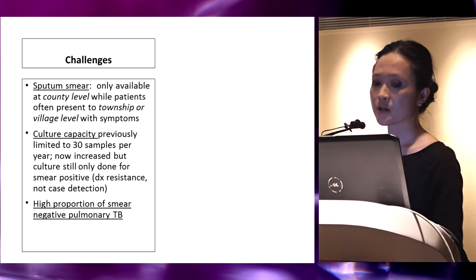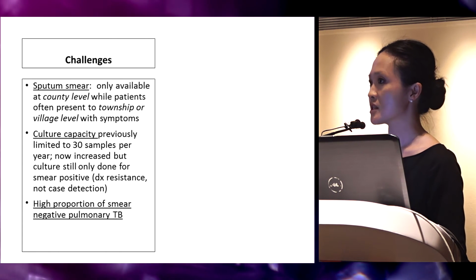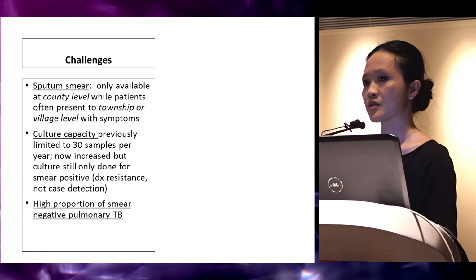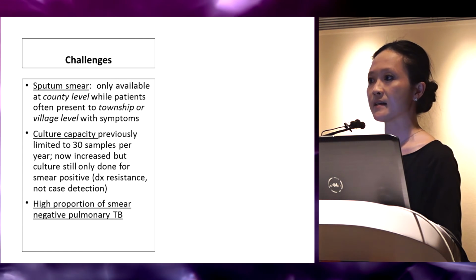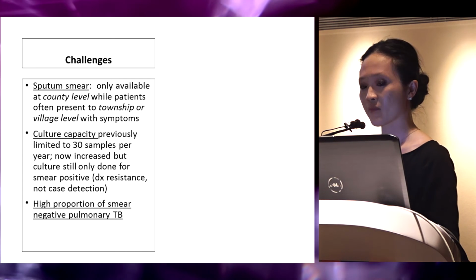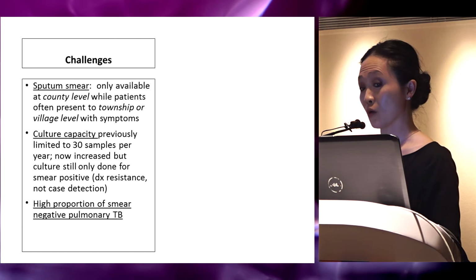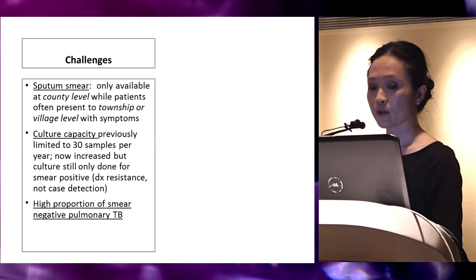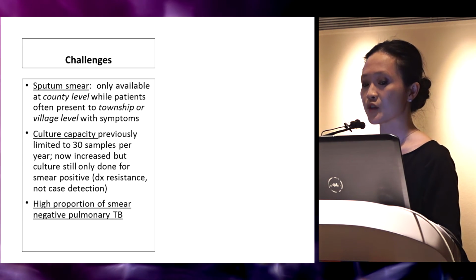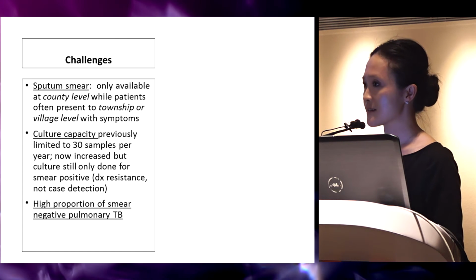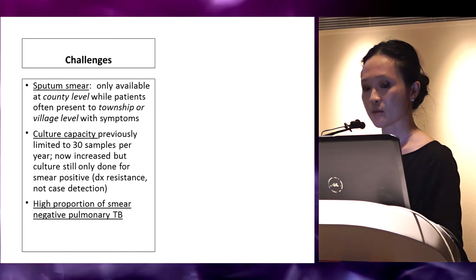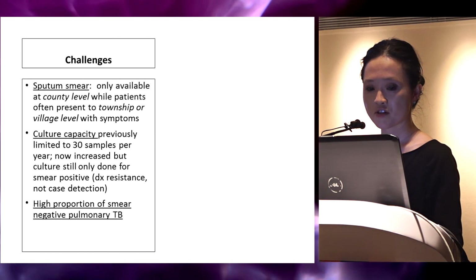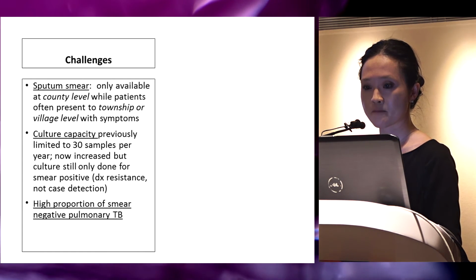Number 2, culture capacity previously was only limited to 30 samples per year. This was because the province provided LJ media at the county level, and they only received 30 per year. It's now increased, but culture still has only been done for smear-positive cases, so for the diagnosis of resistance as opposed to case detection. And the third challenge, which I've mentioned, is the high proportion of smear-negative TB.